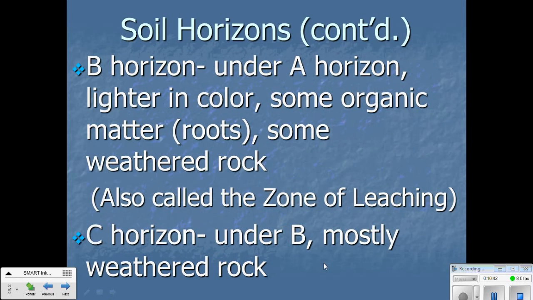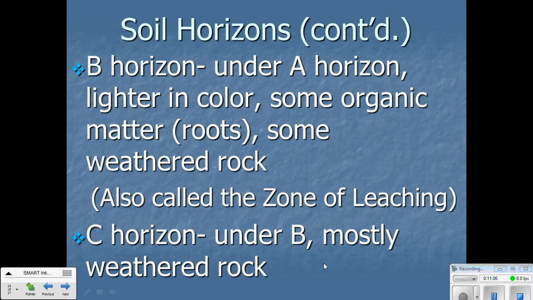The B horizon is under the A horizon. It's lighter in color because it doesn't have as much of that material breaking down. It has some organic matter and some roots and some weathered rock, which is also called the zone of leaching. If you think about something bleeding into another area, that can be called leaching.